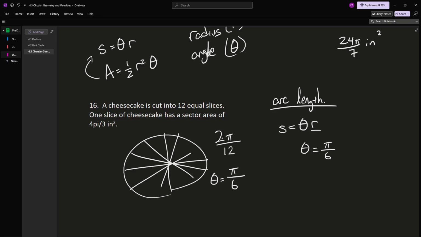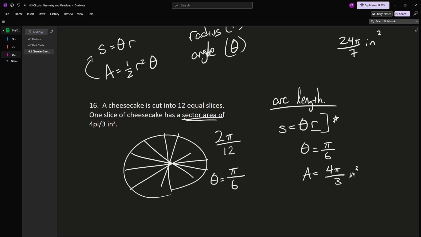One slice of cheesecake has a sector area of 4 pi over 3 inches squared. I'm given sector area. This is what I want to find. This is what I have. I have theta equals pi over 6. I'm also now given my area is 4 pi over 3 inches squared. So I'm given this. I found this out. I must use this. Now I look and see, can I find radius given this information?